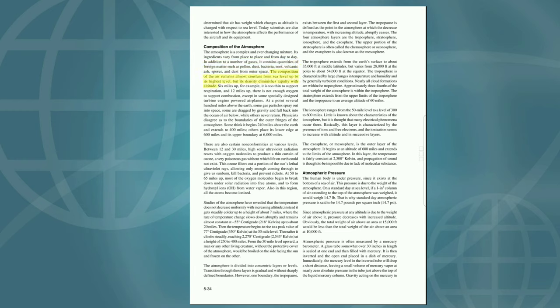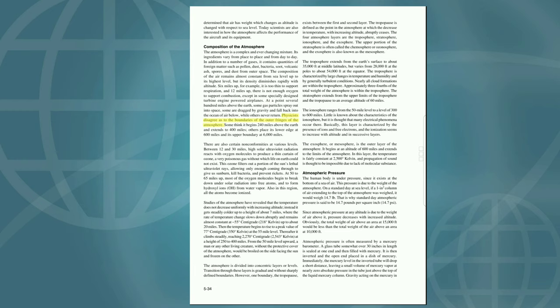The composition of the air remains almost constant from sea level up to its highest level, but its density diminishes rapidly with altitude. Six miles up, for example, it is too thin to support respiration. And 12 miles up, there is not enough oxygen to support combustion, except in some specially designed turbine engine-powered airplanes. At a point several hundred miles above the Earth, some gas particles spray out into space. Some are dragged by gravity and fall back into the ocean of air below, while others never return.